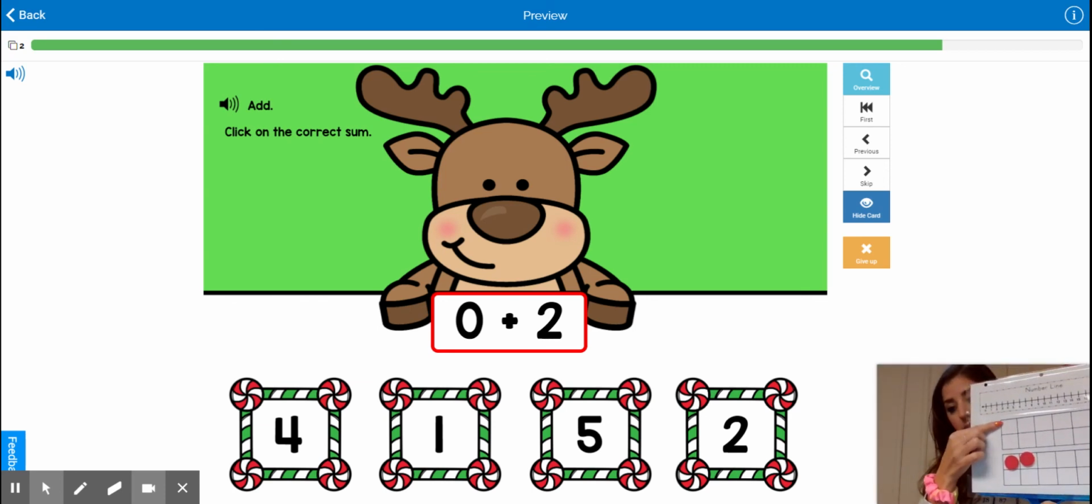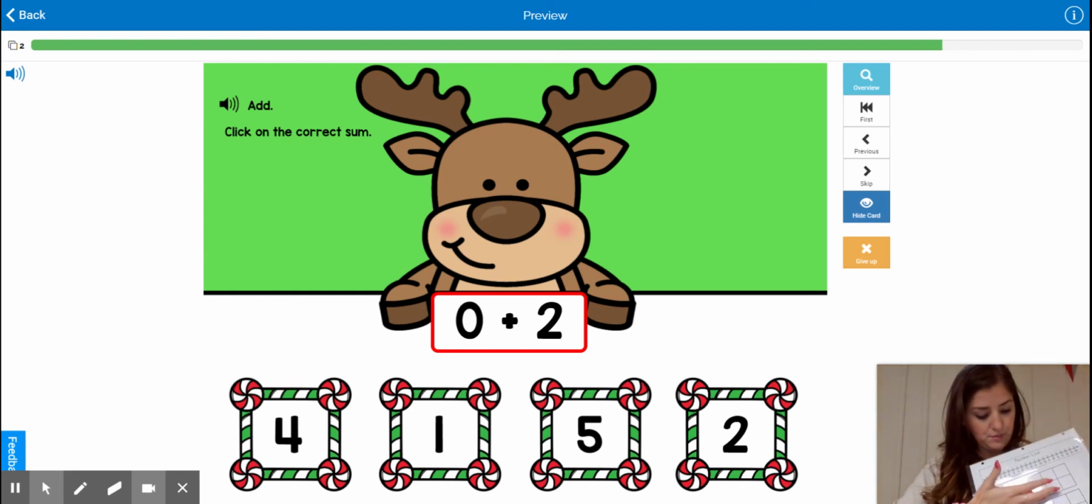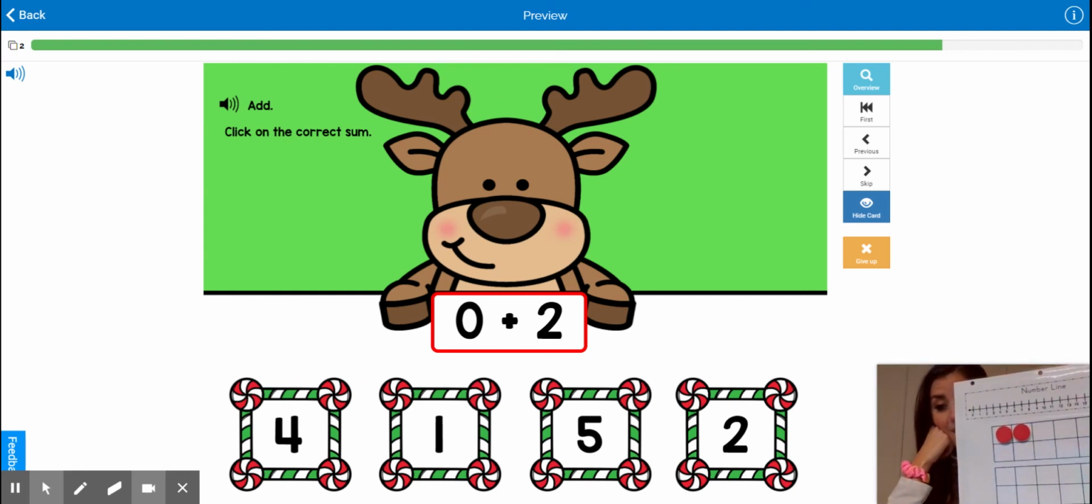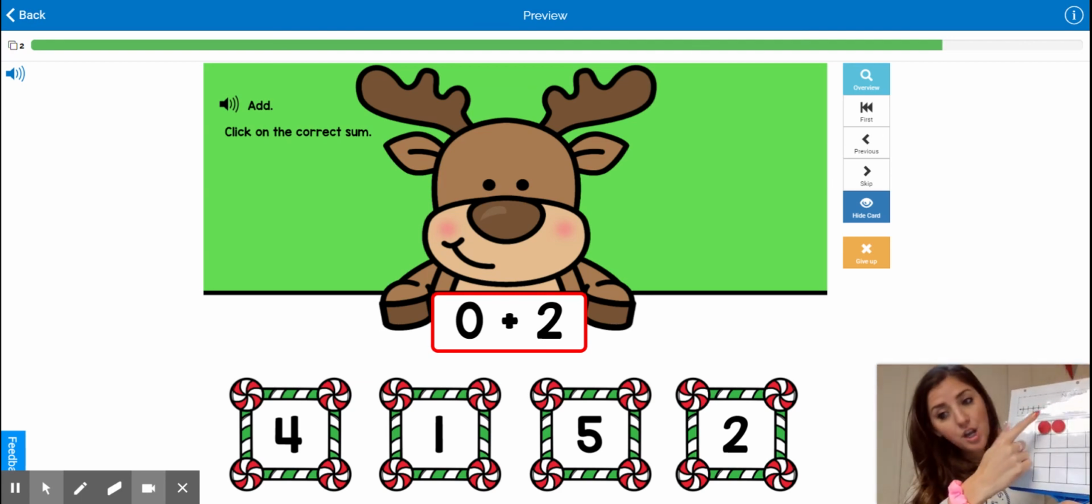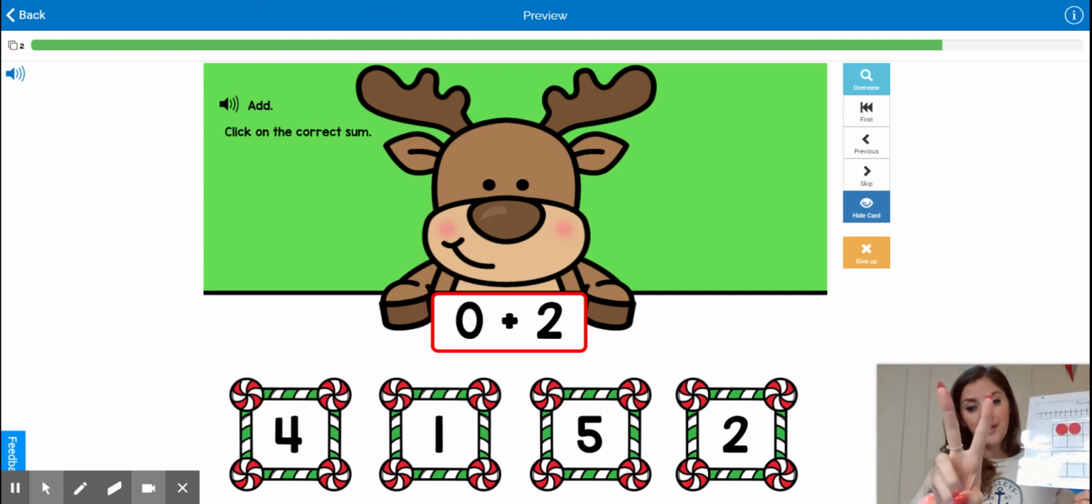I have 0 in this group, and I'm going to put it together with 2 from this group. How many do I have? 2. Can you show me 2 fingers? 2.